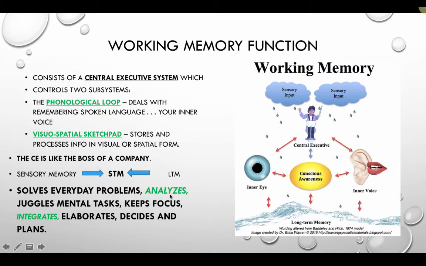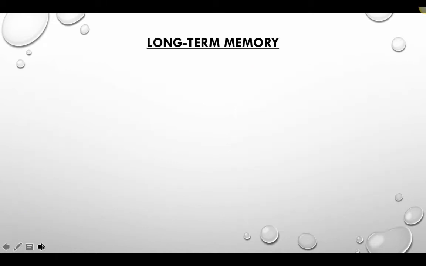You analyze information. You can juggle mental tasks. You can keep focus on something. And you can integrate, bring together information. You can expand your knowledge by elaborating. And you decide and make plans in this system. So every conscious thought that you have is based on your working memory using new and old information together.